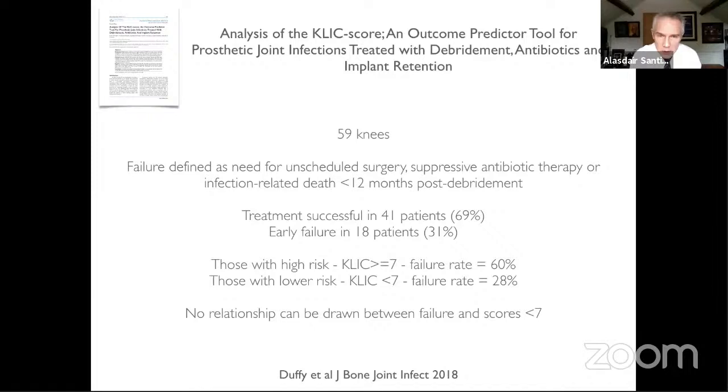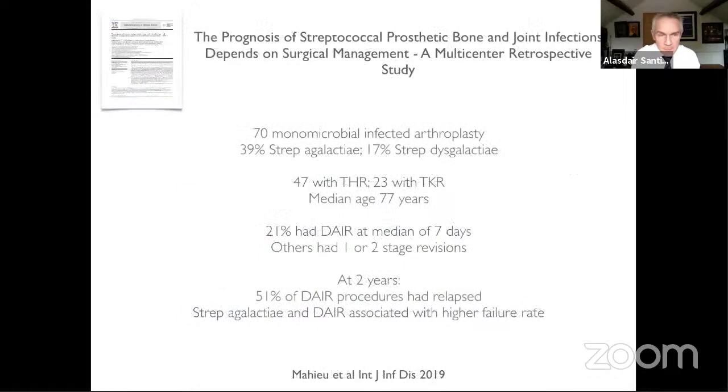So it may not be surprising to hear that patients who have got multiple comorbidities do worse than patients who have got a few comorbidities or a lot less comorbidities.